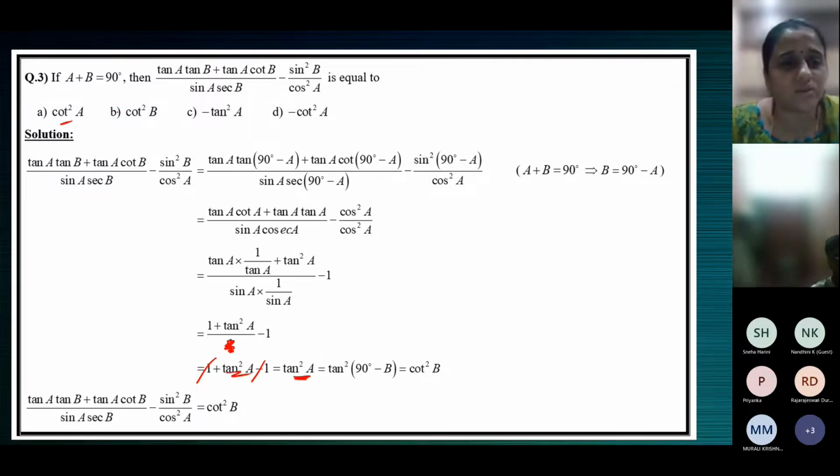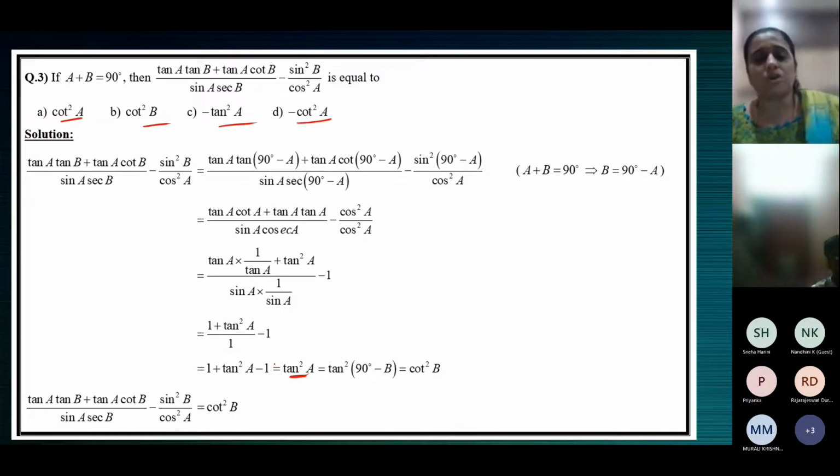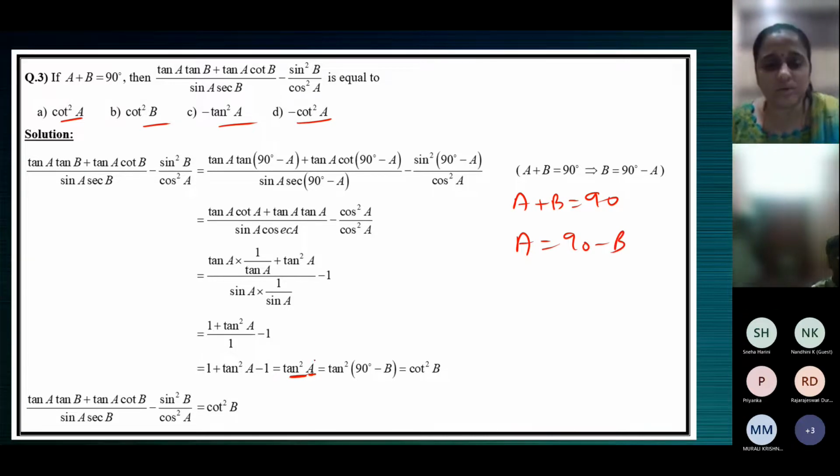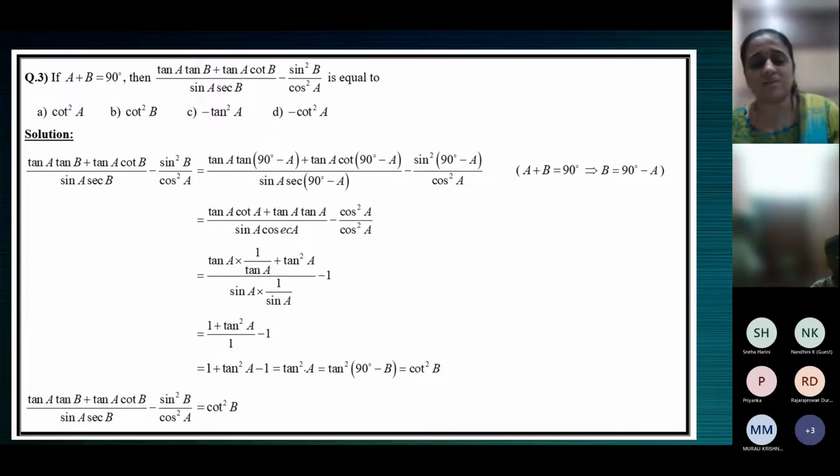Now we'll go to the options. Tan square A. Oh, it's not there. Tan square A option is not there. So what do we do? Actually, this is the answer, but you don't find that in the options. So you write A as 90 minus B, because A plus B is 90 degrees. What is tan square 90 minus B? Tan square 90 minus B is cot square B.